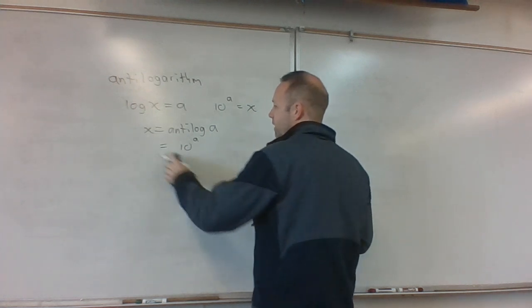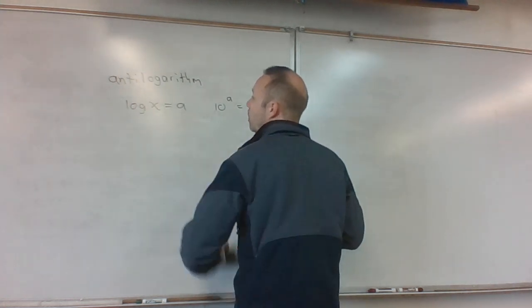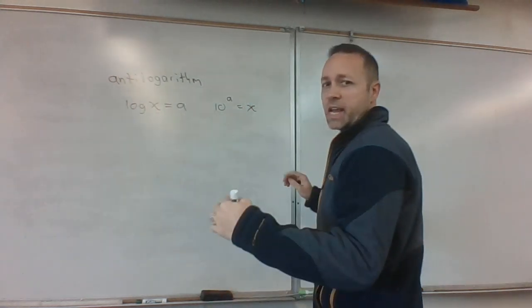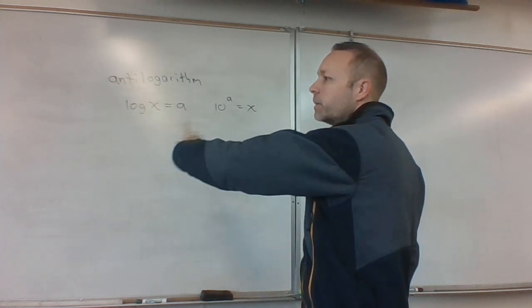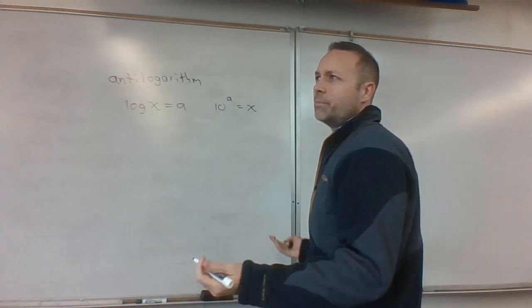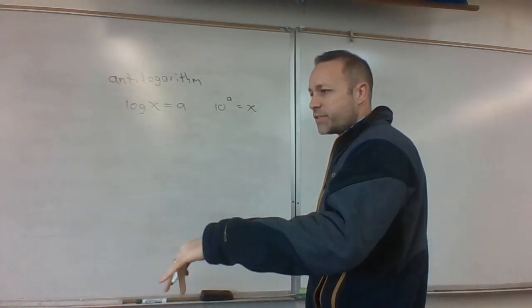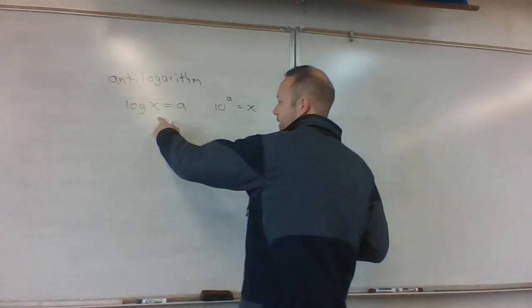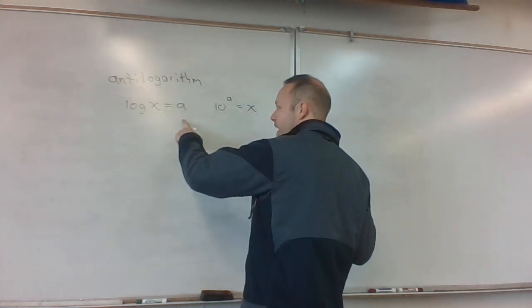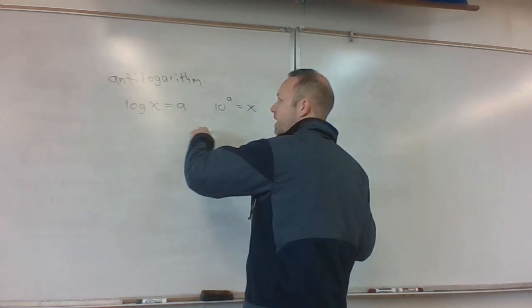Another way of looking at it is if you wanted to solve for x here, you would take the antilog of both sides. Antilog of the log, they cancel out, in much the same way that the inverse sine of sine cancels out. And you're just left with x equals antilog of a, or x equals 10 to the a.